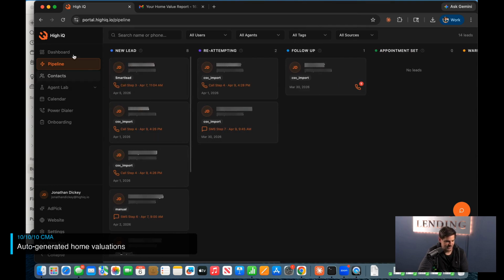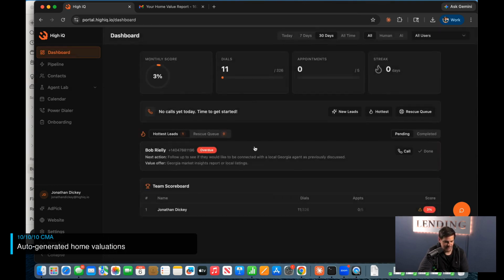And this is what HighIQ looks like. You can see the dashboard here as well, of overdue tasks, dials, appointments, all of that's happening.